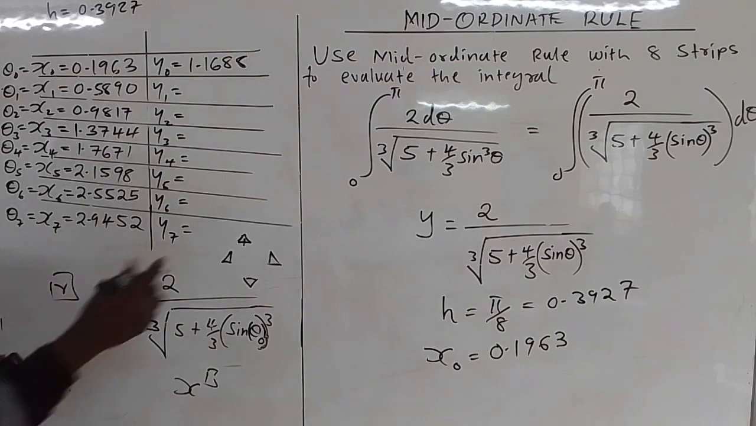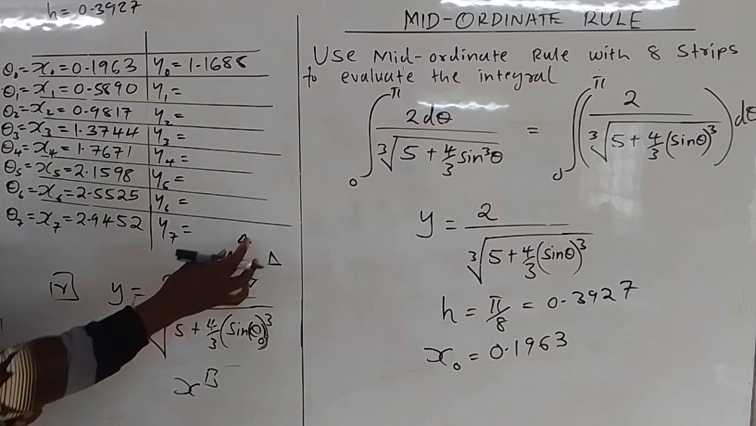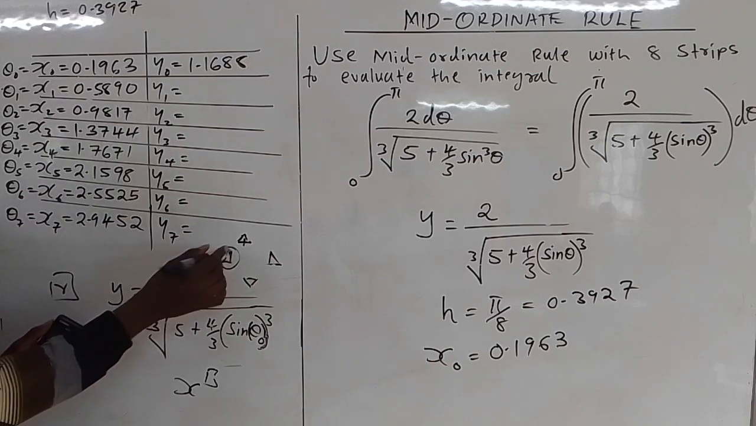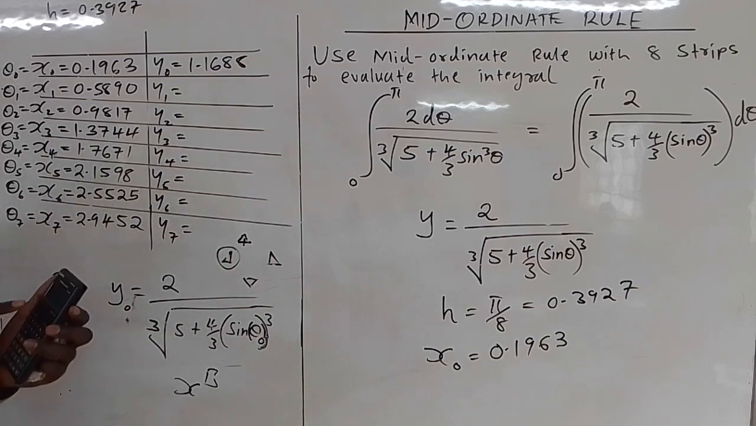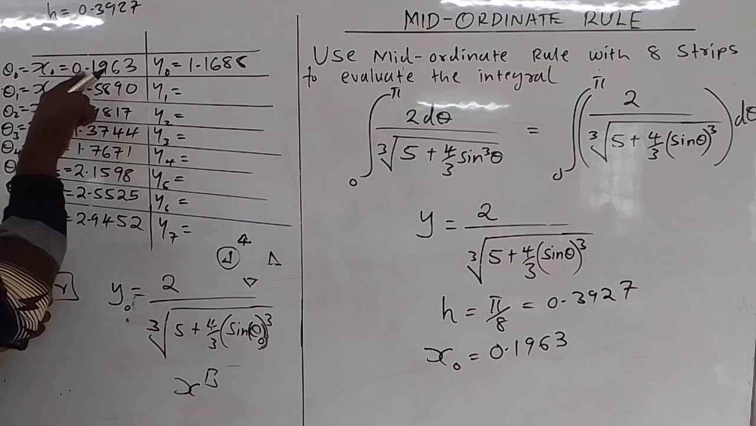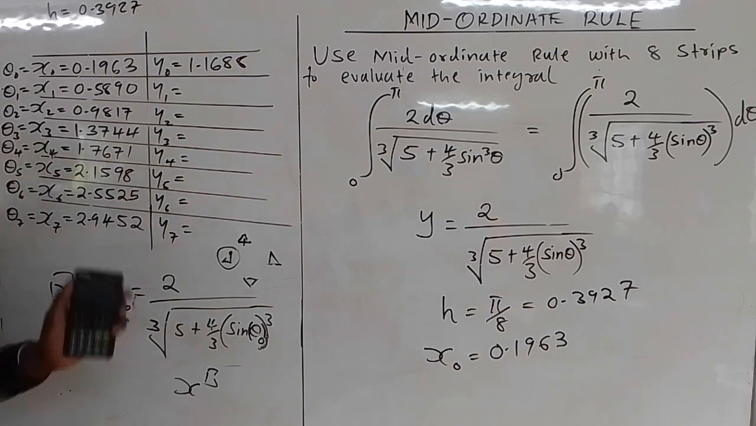You replay the formula. You use this button to replay. Then you edit the value of x naught to be x1. You use these buttons, any of them, but you know this one is the one for moving backward, isn't it? You move with it backward until you are at that value of x naught, which was 0.1963. So you delete that value, 0.1963. Once you delete it, you now put the value of x1 there.